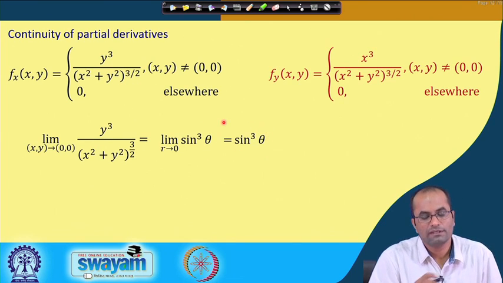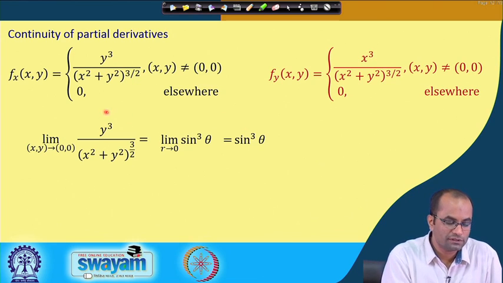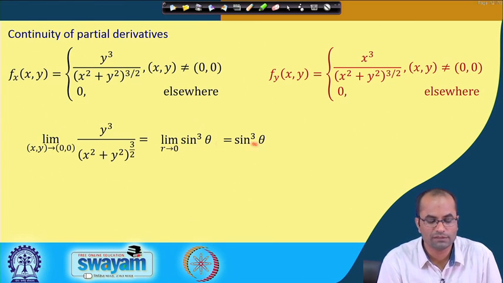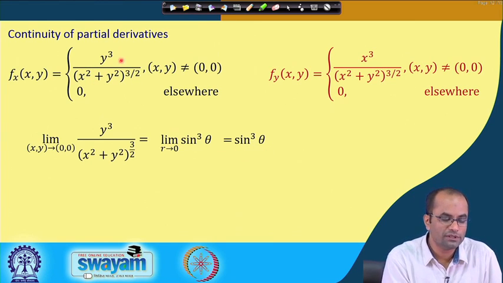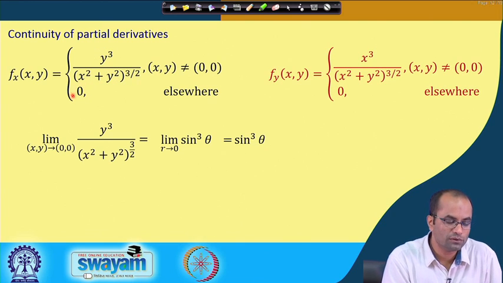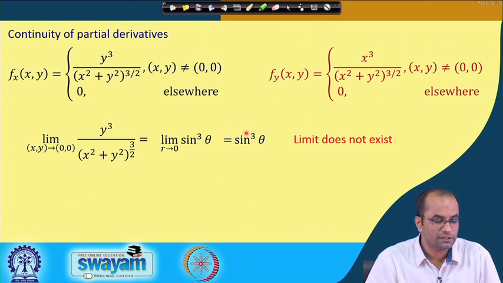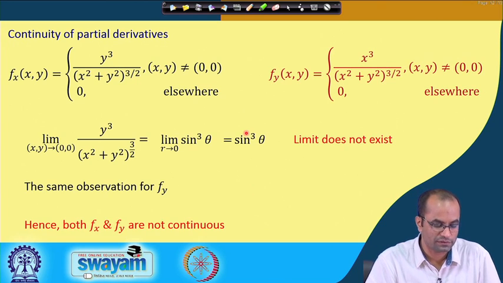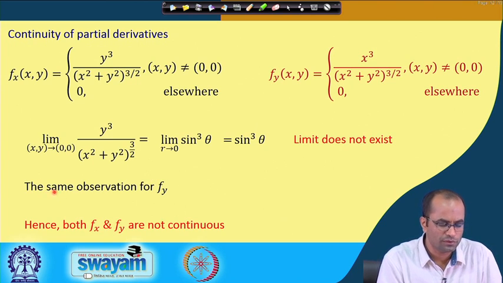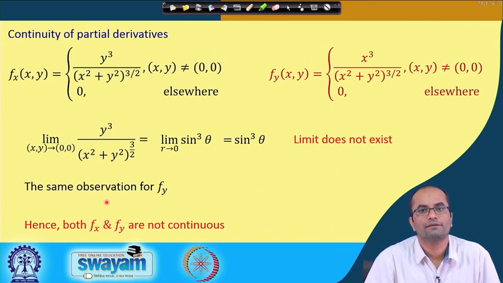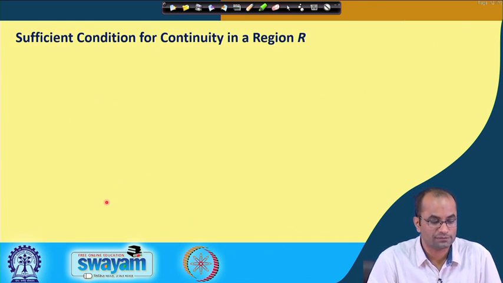So, this limit depends on theta. Therefore, this is not continuous. So, this f_xy is not continuous because this limit does not exist, the limit depends on theta. For continuity, the limit should exist and it should be equal to the value at (0,0). So, in this case the limit does not exist, therefore, these partial derivatives are not continuous, and indeed we can do a similar calculation for f_y. So, both partial derivatives f_x and f_y are not continuous.